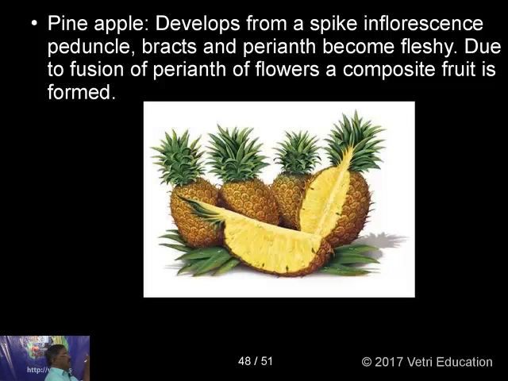See, in pineapple, let us first see the pineapple fruit, which develops from a spike inflorescence. The peduncle, bracts and perianth become fleshy and edible. Due to the fusion of the perianth, the flowers form a composite fruit, a compound fruit. And the hexagonal parts you can find on the outside, those are the stigmas.